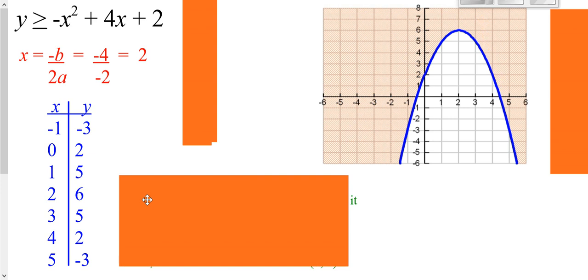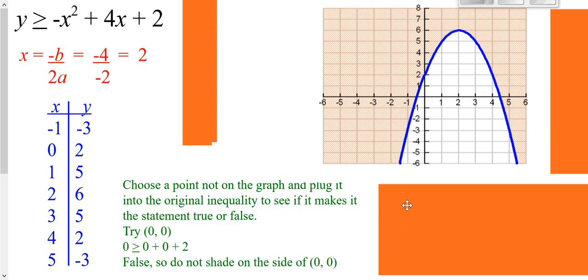Or once again, you could try that point 0, 0. If your parabola went through the origin of 0, 0, you'd have to try some other point, so just be aware of that. If you plug y being 0 in up here and x being 0 here and here, you would get 0 on the left, greater than 2 on the right. Oh no, sorry, 0 greater than 2 is not a true statement, it's false. So we tried this point, it did not work, so you'd have to shade on the other side.